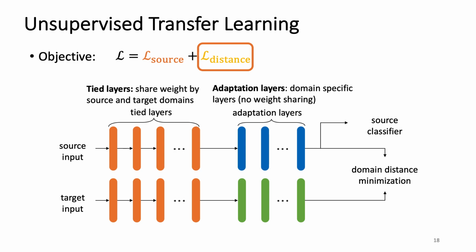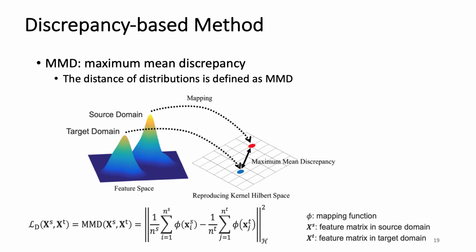To give an example, the most frequently used distance is the MMD, the maximum mean discrepancy. As you can see here, say this is a source domain, and this is the target domain, in a two-dimensional feature space. So we learn a mapping that maps them to this new feature space. And in this feature space, we hope that the distance between the source and the target data is small. So basically, we try to minimize their distance.